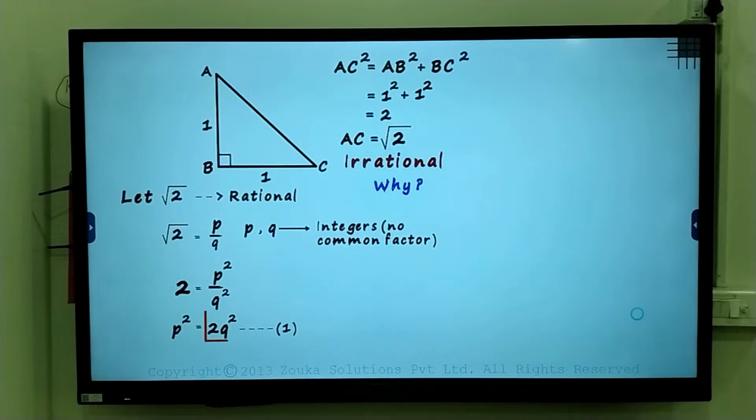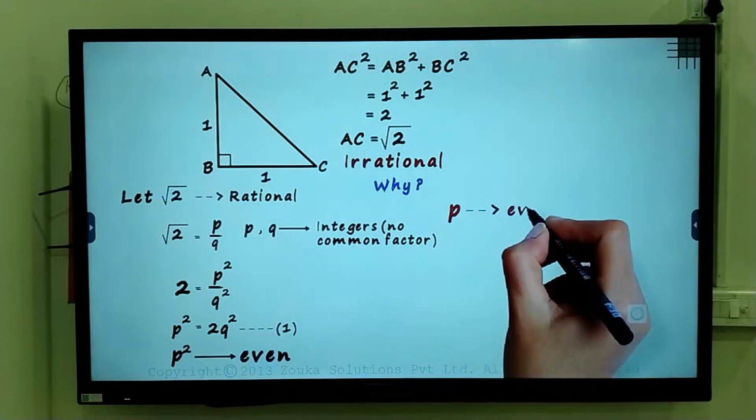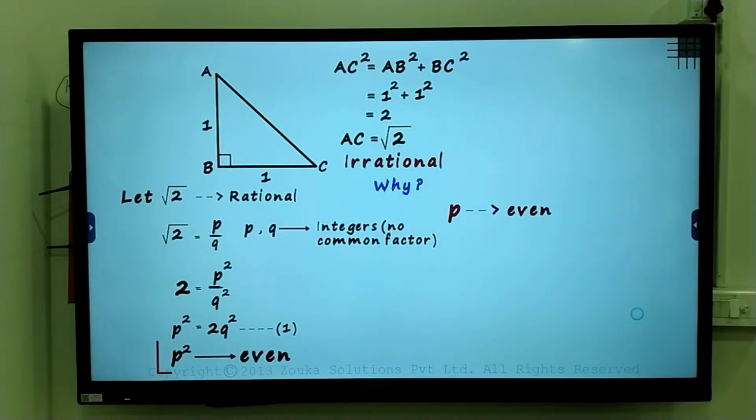We know that 2 multiplied by anything is even. So the first equation tells us that p squared is even. It also means that p is even. That's because if the square of a number is even, the number has to be even. 2 squared is 4, 6 squared is 36. If the square is even, the number is also even.